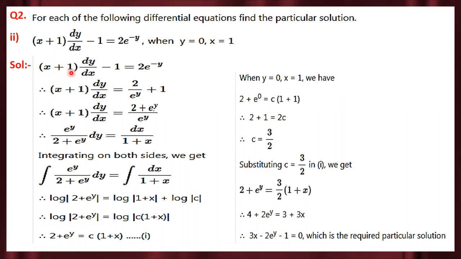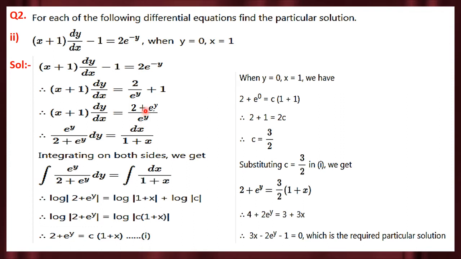So (x + 1) dy/dx, with −1 taken to the RHS, will become 2e^(−y) + 1. Also e^(−y) can be taken to the common denominator, then it will become e^y, positive y. Now (x + 1) dy/dx is equal to, cross multiplying, 1 into e^y, that is (2 + e^y)/e^y.